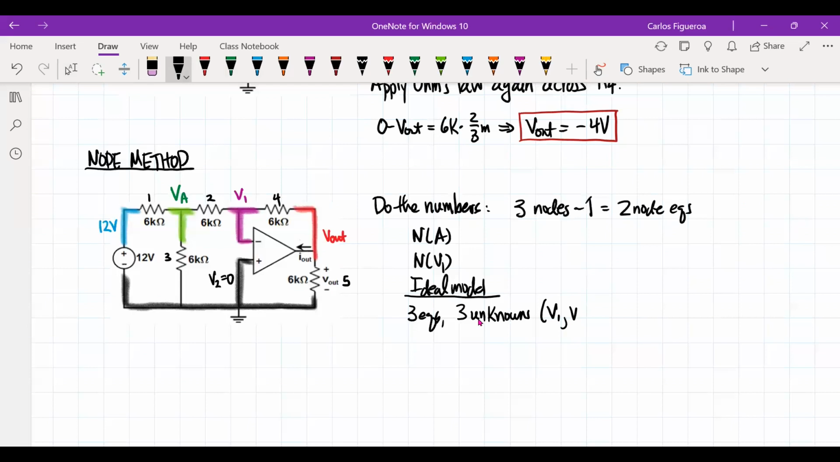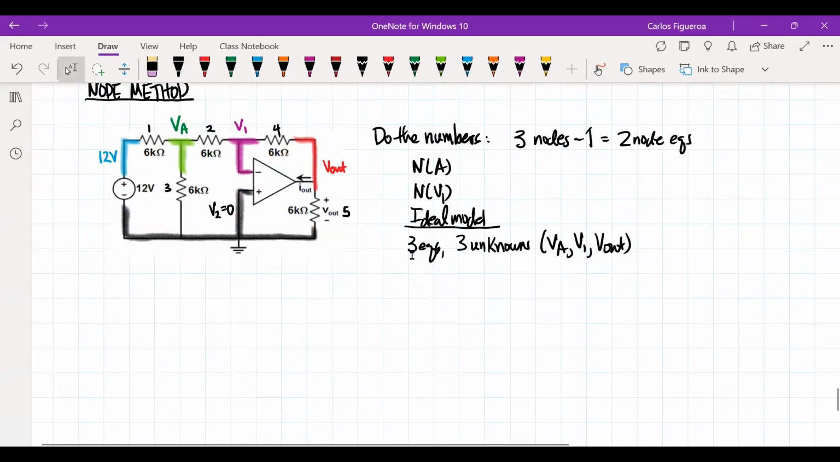3 unknowns: VA, V1, and V out. So let's go apply it then.